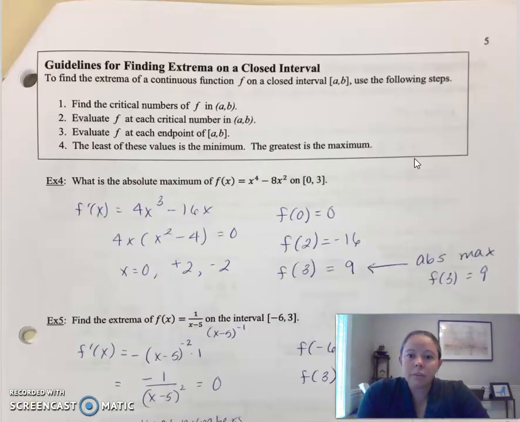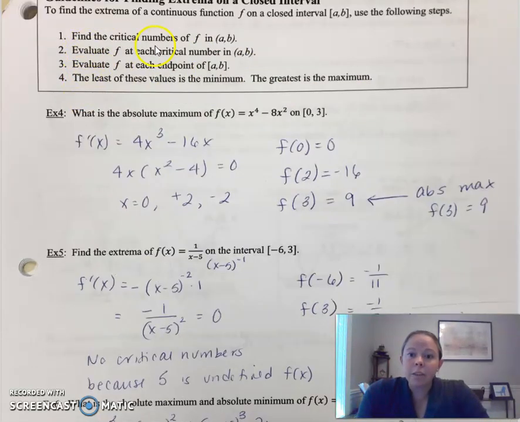All right, so guidelines for finding extrema on a closed interval. Now notice, it just says extrema. That means you're talking about absolute max and mins, not relative max and mins. Relative max and mins are within an interval. This is talking about what is the highest and what is the lowest your function goes on a closed interval. And remember, this includes endpoints, where relative extrema is within the interval and will not include endpoints. Okay, so it says find the critical numbers.